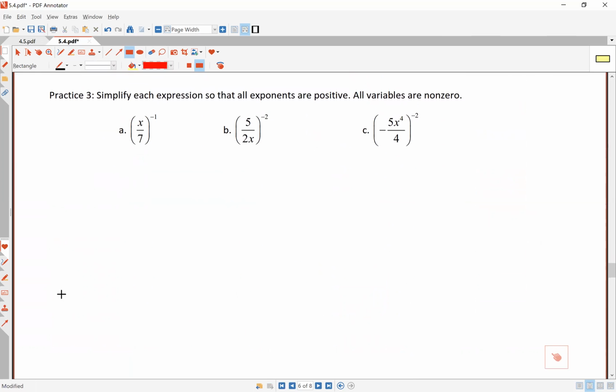This leads us to your practice problem. I encourage you to press pause on your video and work these out, and come back when you're ready to check your answer.